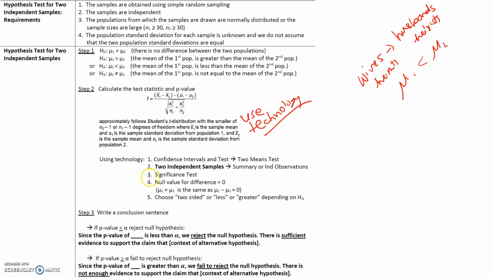Using technology, we will also calculate the p-value. And then finally, we will write a conclusion sentence.